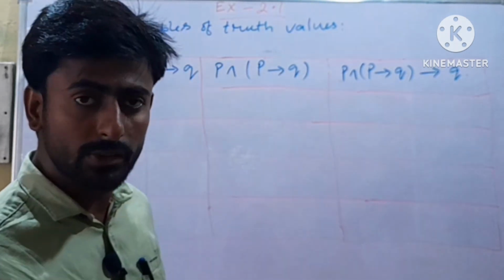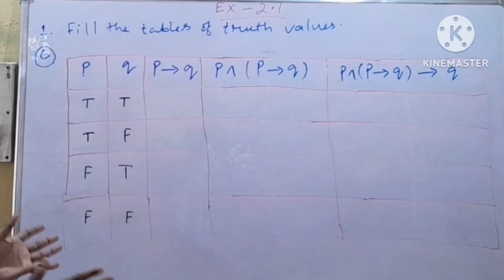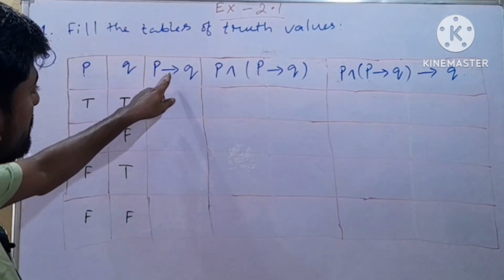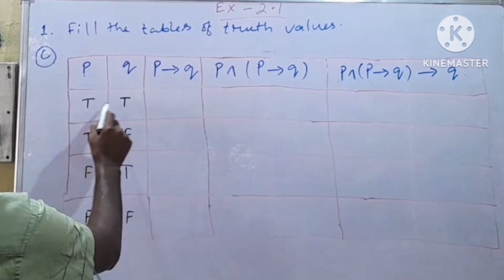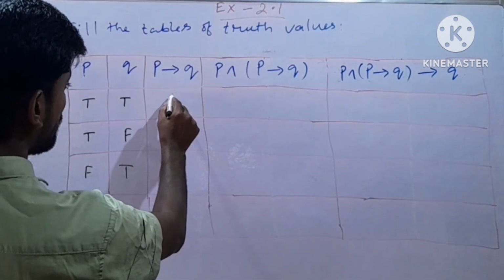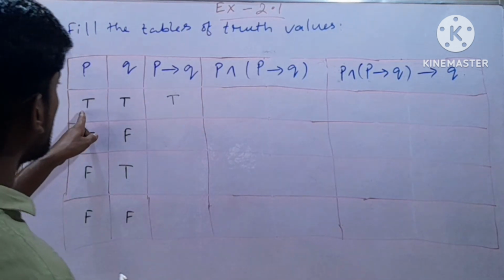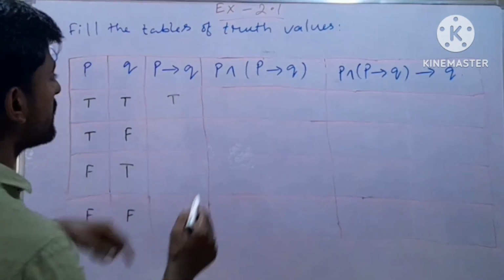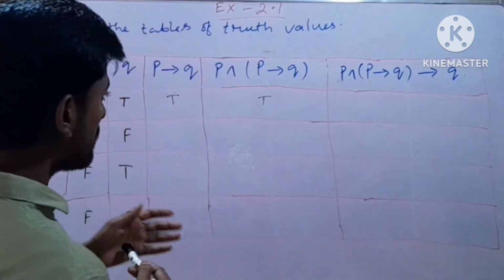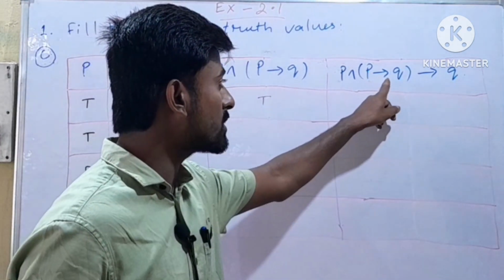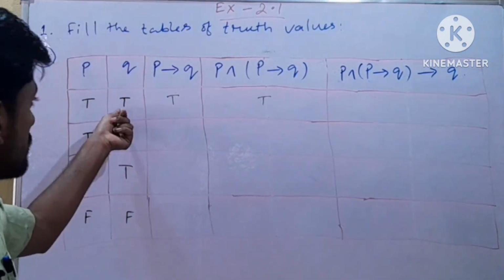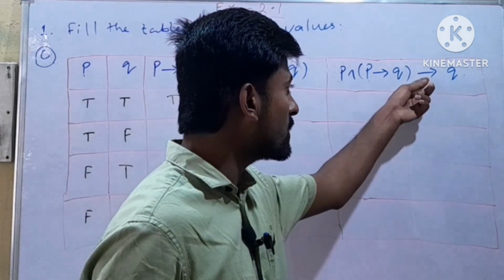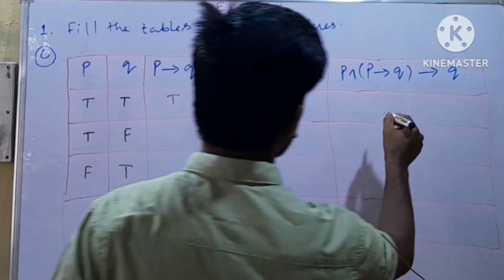Next, students, we are going to fill up table number C. Here statements P and Q are given, so conditional P conditional Q, since P is true, Q is true, then P conditional Q will be true. P true, P conditional Q is true, so P conjunction P conditional Q will be true. Now P conjunction P conditional Q, it is true, and Q is also true here, so P conjunction P conditional Q, conditional Q again, so it will be true.